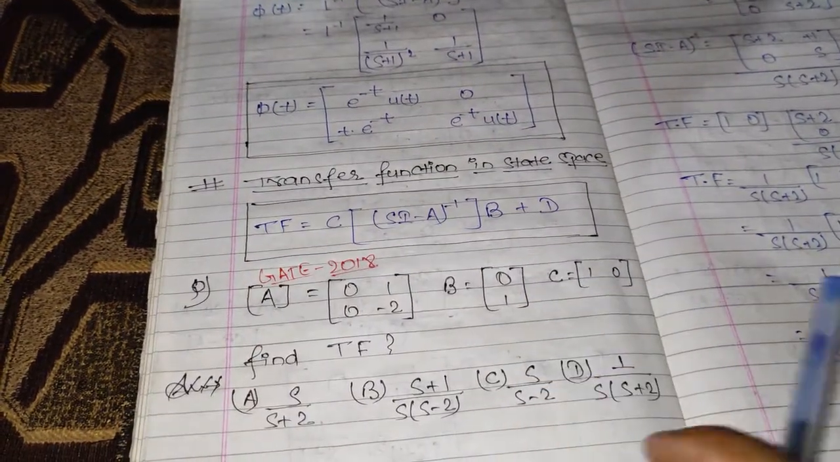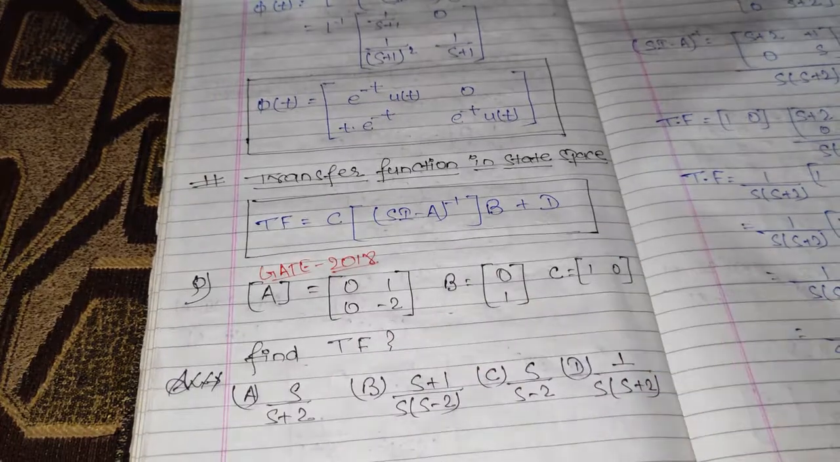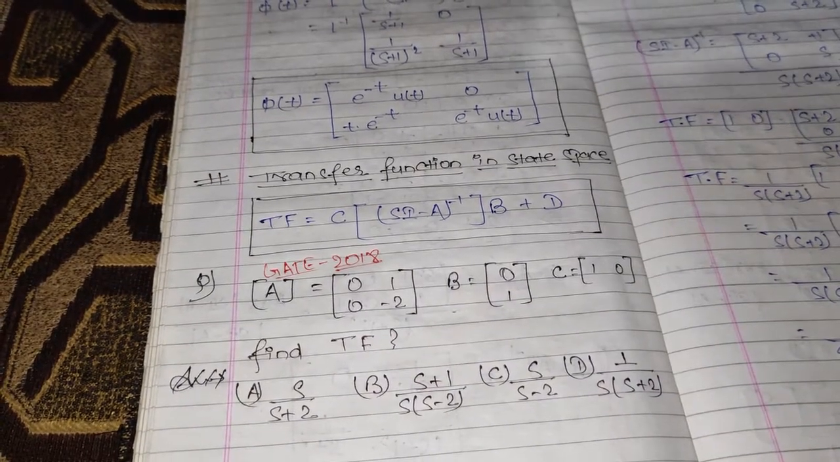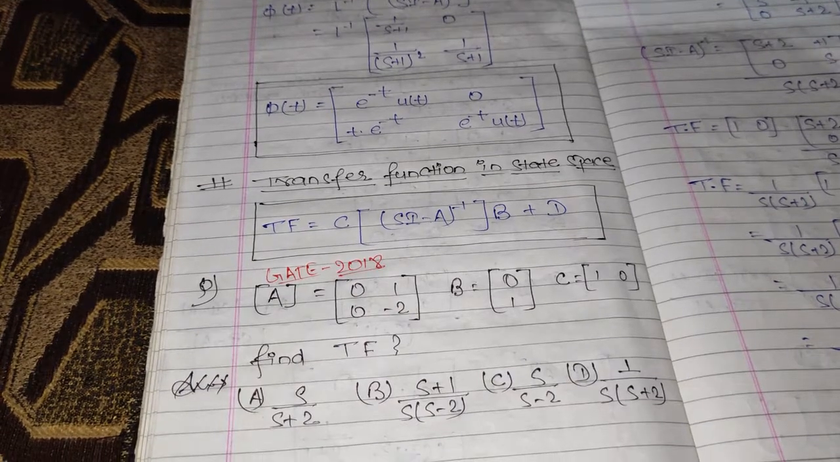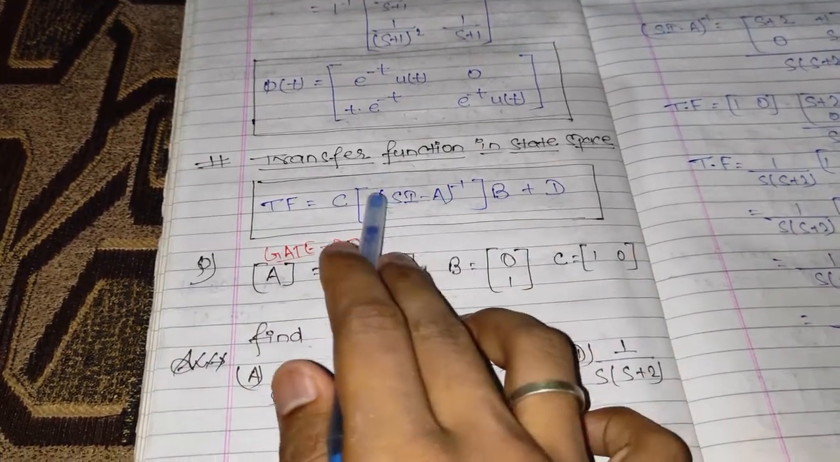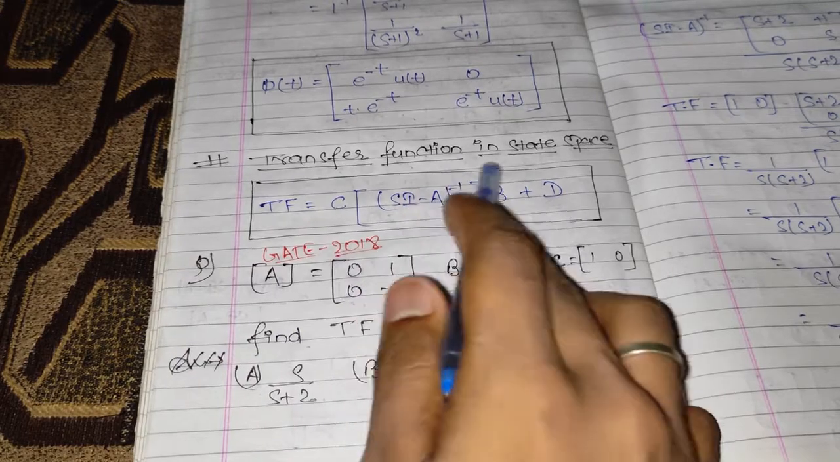Now one more function, it is asked in GATE examination, like what is the transfer function in the state space. So the formula to find the transfer function of the state space is TF equal to C times SI minus A inverse B plus D.